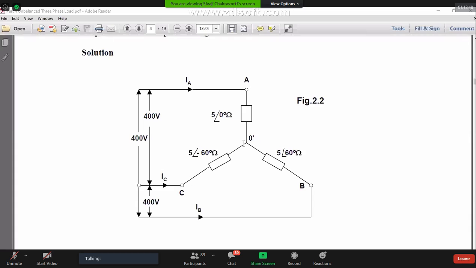Then why am I saying it's an unbalanced load? Because of the angle. ZA is 5 angle 0 degree. What does it mean? It's a resistance. There is no reactance here. ZB is 5 angle plus 60 degree. What does it mean? It's an R plus L, an inductive load. ZC is 5 angle minus 60. What does it mean? It is R minus XC, so it's a capacitive load. So the magnitude is all 5 ohm, but they are all different. One is pure resistance, another is R plus L, another is R plus C. That's why they are unbalanced.